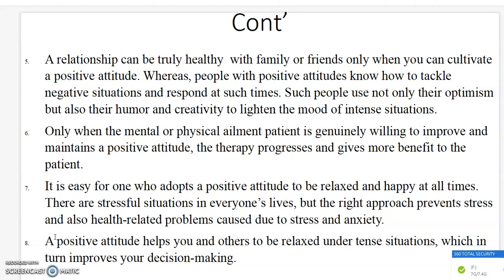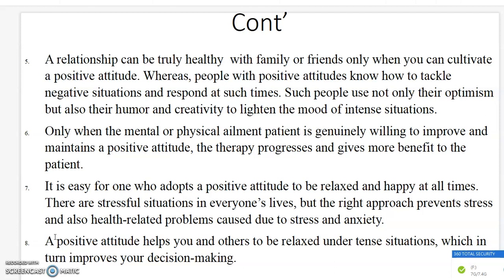Number 5, a relationship can be truly healthy with family or friends only when you can cultivate a positive attitude. People with positive attitudes know how to tackle negative situations and respond at such times. Such people use not only their optimism, but also their humor and creativity to lighten the mood of intense situations.